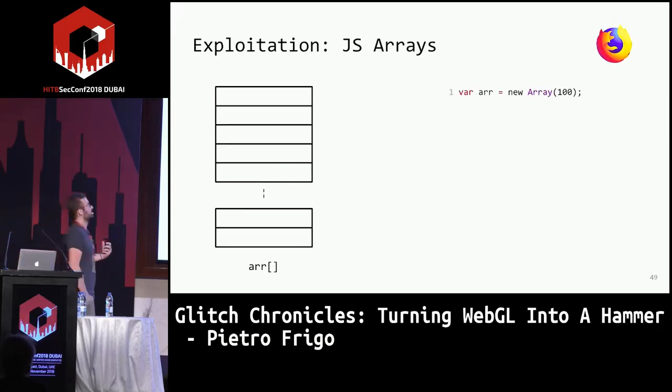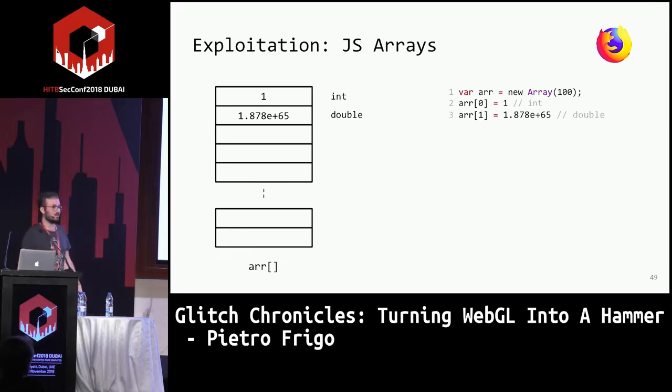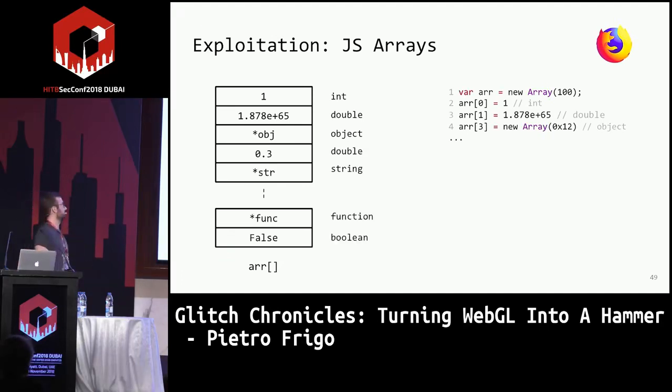So what is the target of our exploit? The targets are JavaScript arrays. And this is an example of an allocation of an array. So let's say you allocate an array with 100 slots. Then, if you want, you can store an integer in the first slot. So you just say array[0] = 1. Then you can store a double in the same array, or an object. So you just allocate a new array inside there. And you can just put whatever data type you want in the array, which will store everything you want in there. So you may have doubles, pointers to strings, pointers to functions, booleans, whatnot.